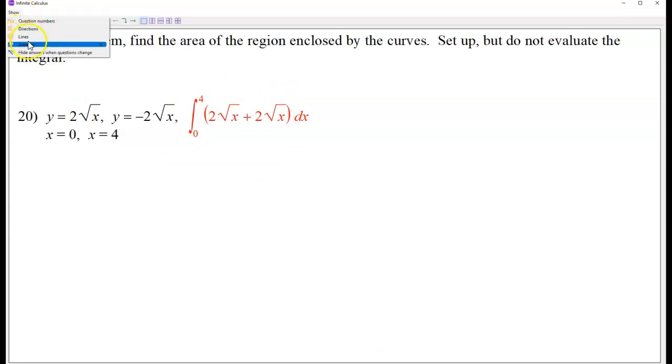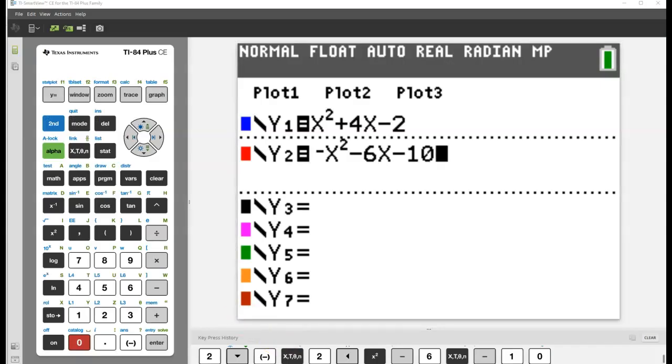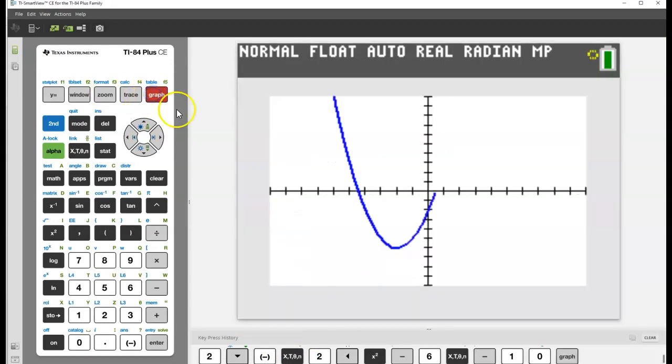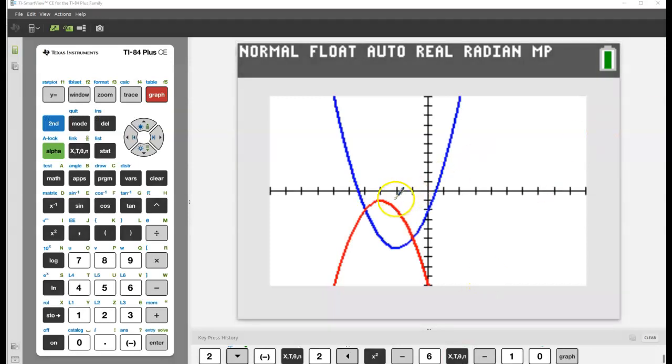All right, let's go ahead and take a look at number 21. We're going to graph these functions and find out which one's on top. So we're going to punch those into the calculator and graph them up, and there it is. Now, on this particular problem, we are integrating from -5 to -3. So let's see what that would look like. -5, here's -1, 2, 3. So we're stopping here at -3. And 4, 5, here's 5.